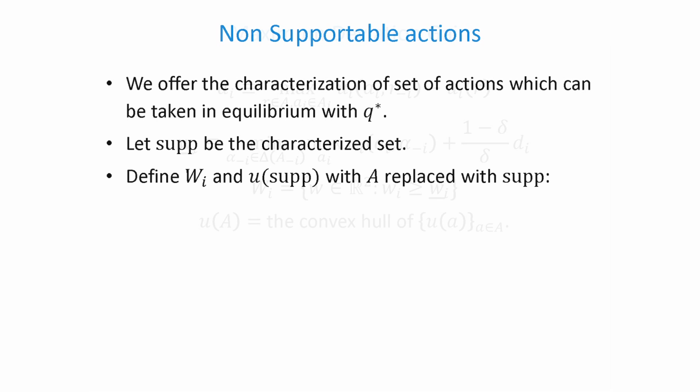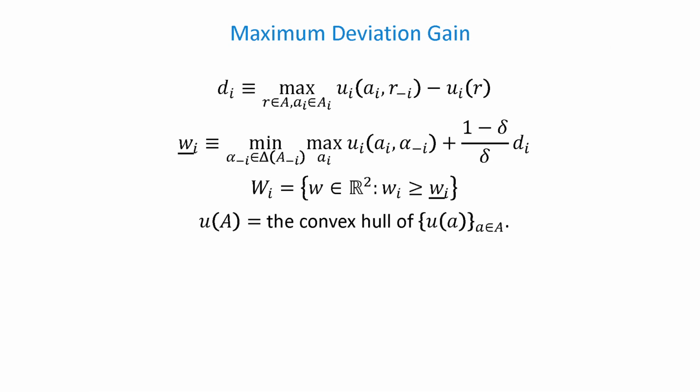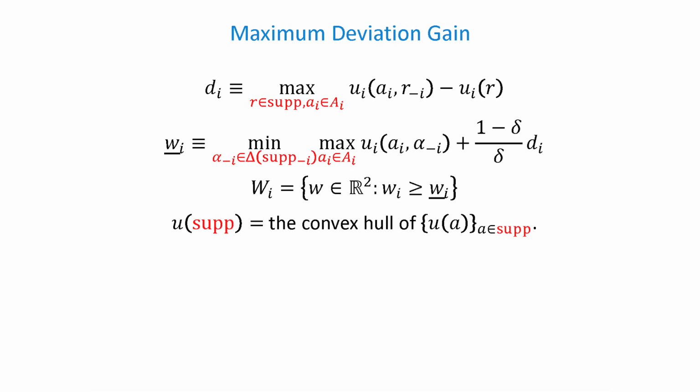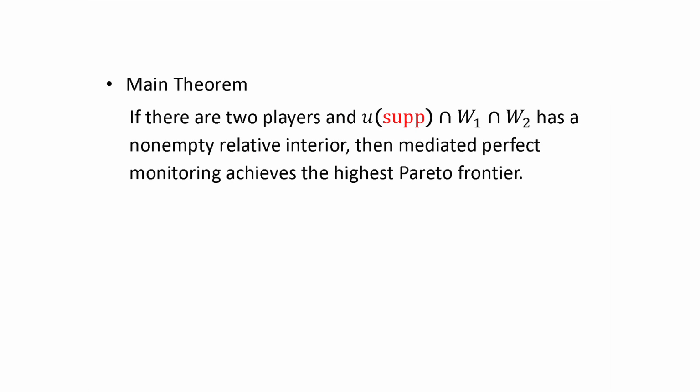So this is the original definition of maximum deviation gain, sufficiently high continuation payoff, etc. And here is A and A, etc. We just replace these by the supportable actions, but still allow you to deviate to pretty much any actions and do the same exercise and say that if this thing is non-empty with A replaced with these supportable actions, then we can sometimes get a bound globally away from the feasible payoff set.